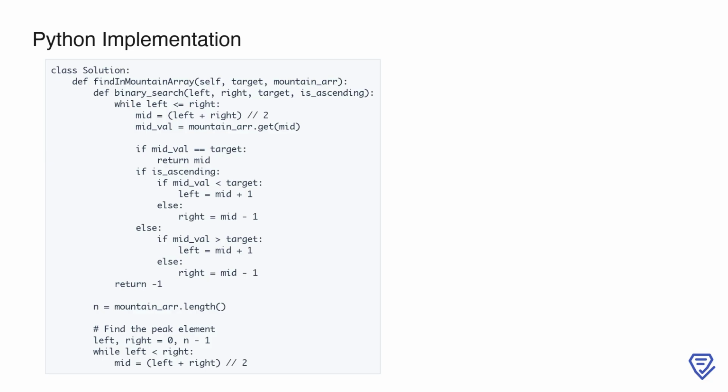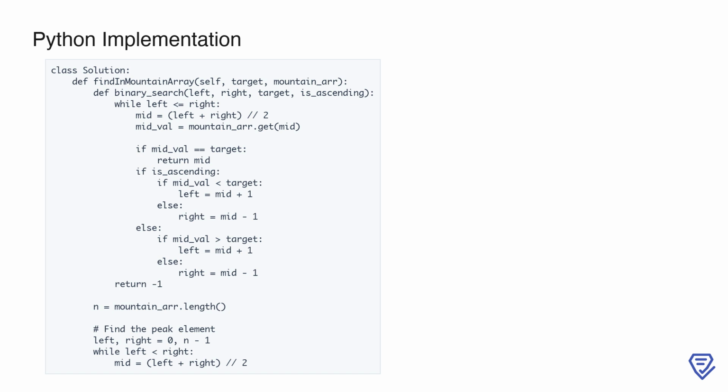Inside the binary search, we calculate the middle index and retrieve its value using mountain_arr.get(mid). If the middle value matches the target, we return the index. Otherwise, depending on whether the subarray is ascending or descending, we adjust the search boundaries accordingly. If the target is not found within the given range, the function returns -1.